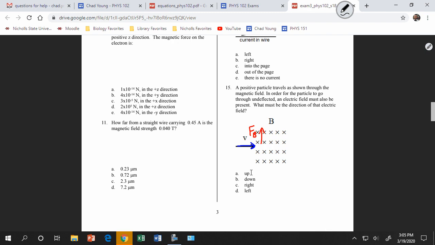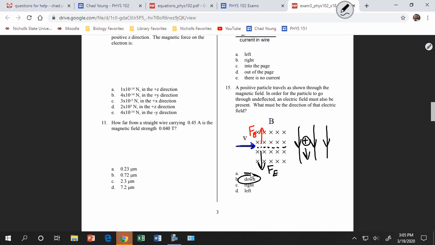That means that my electric force, in order for this thing to travel through undeflected, has to be down. Now, what direction must the electric field be in order for the force on a positive particle to be downward? Our electric field is going to be down. A positive particle will feel a force in the direction of the electric field. If this was a negative particle, it would be different. I'll work it for a negative particle, but the answer for this one is down.